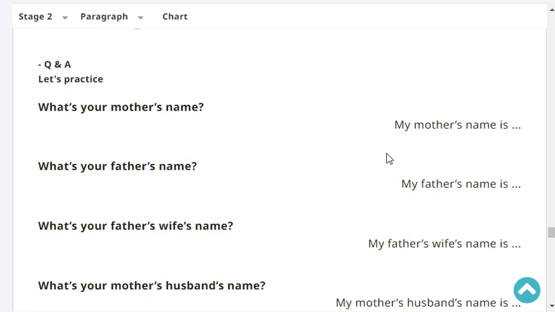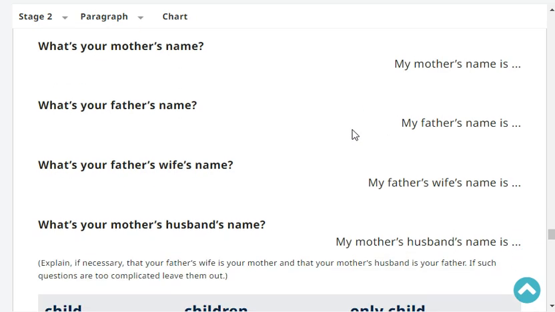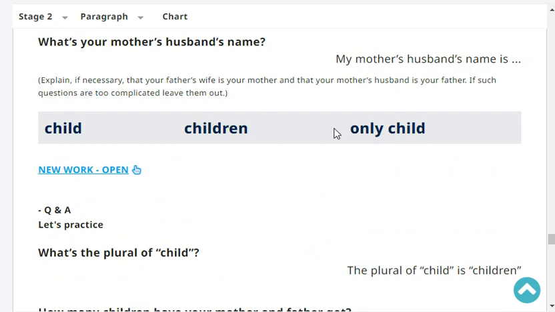My mother's name is Hiroko. What's your father's name? My father's name is Zaki. Very good. What's your mother's husband's name? My mother's husband's name is Zaki. What's your father's wife's name? My father's wife's name is Hiroko. Very good.